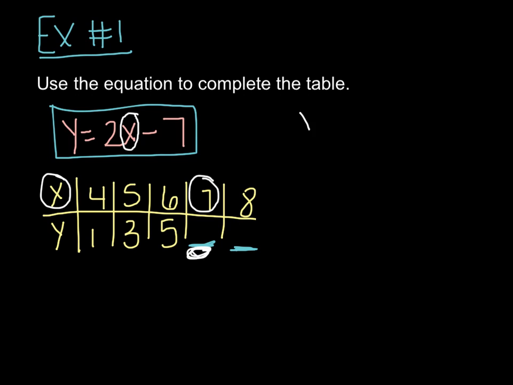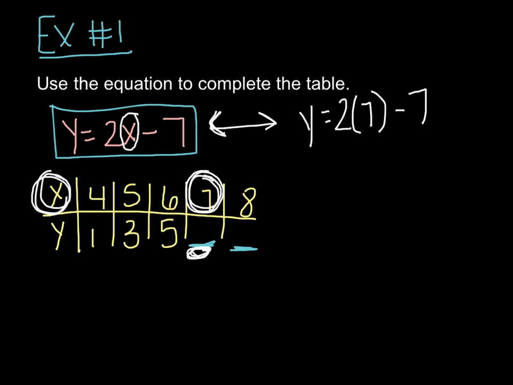So it would be y equals 2 times 7 minus 7. If you look between these two equations, if you're confused about what I just did, the only thing I did was take this number and put it in place of the x. And I put it in parentheses because we're going to be multiplying. I don't want to make the number 27. I want to multiply 2 times 7.